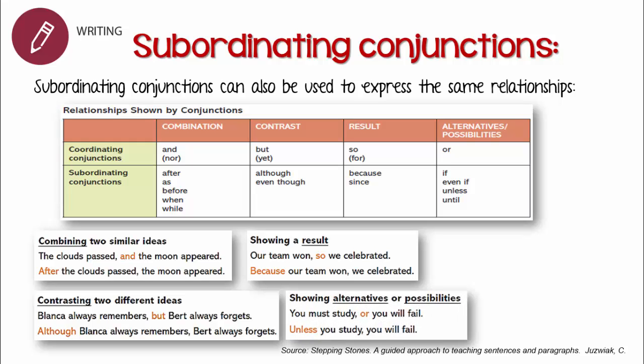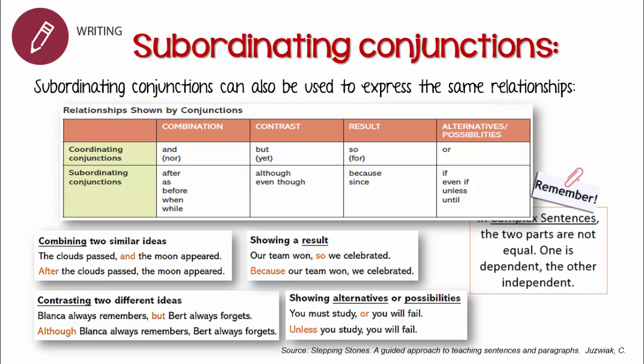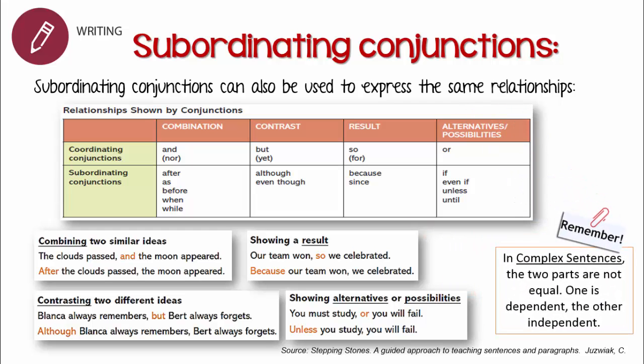Showing alternatives or possibilities. You must study or you will fail. That is a compound sentence. Unless you study, you will fail. That is a complex sentence. Remember that in complex sentences, the two parts of the sentence are not equal. One is dependent and the other is independent. The dependent part of the sentence is the one that contains a subordinating conjunction in the beginning.